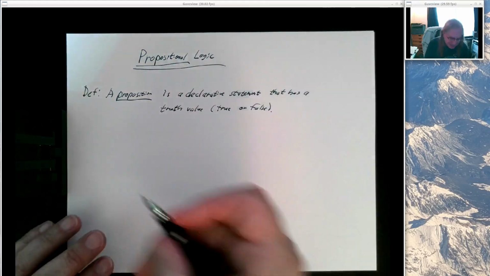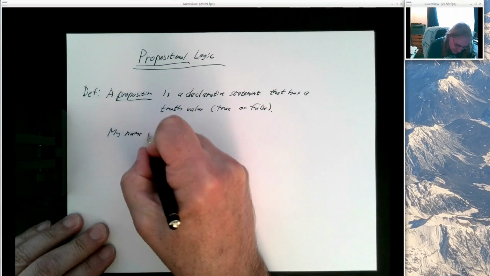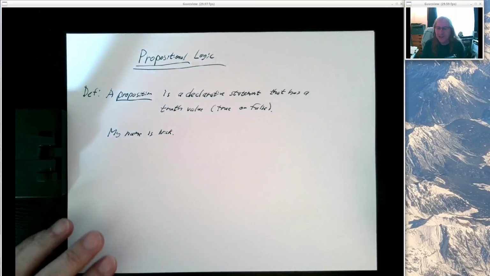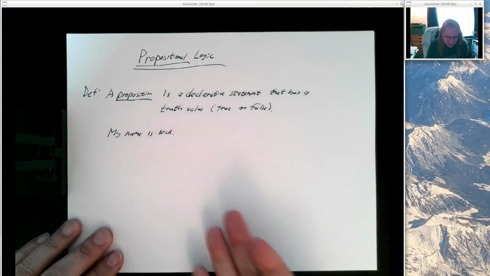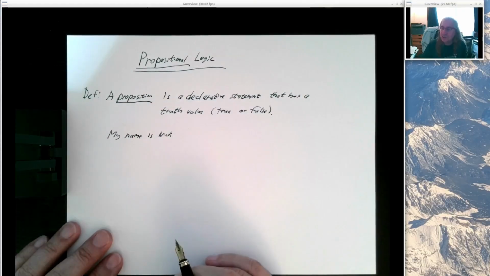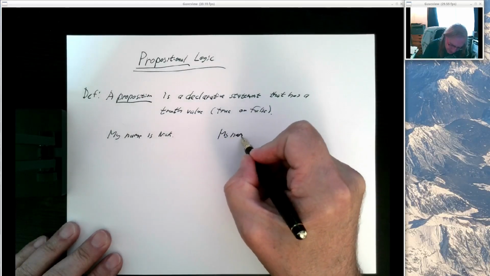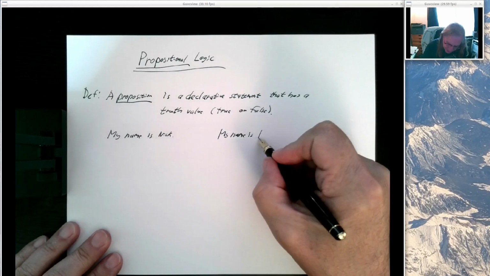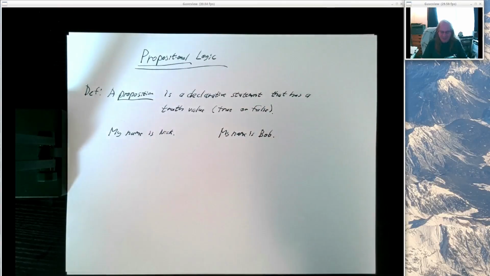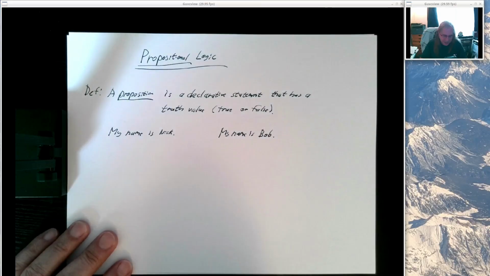So, for example, my name is Nick. That is a declarative statement. It is making a declaration, and it has a truth value. In this case, this is a true proposition. My name is Bob. That is also a proposition. It happens to have a truth value, which is false, because my name is not Bob, my name is Nick.